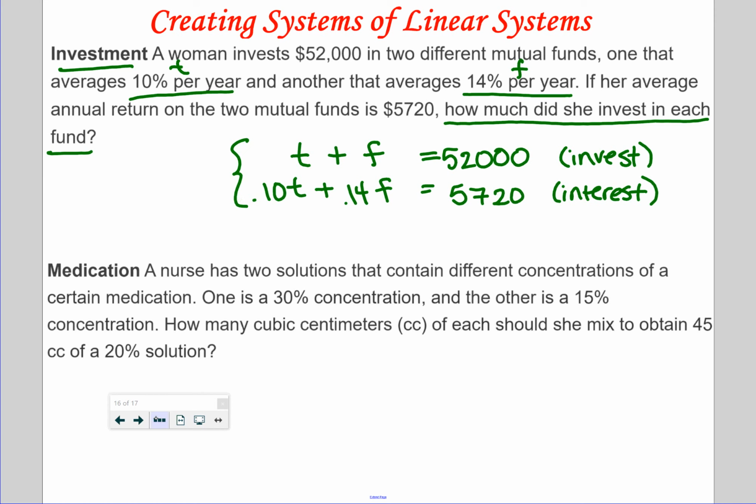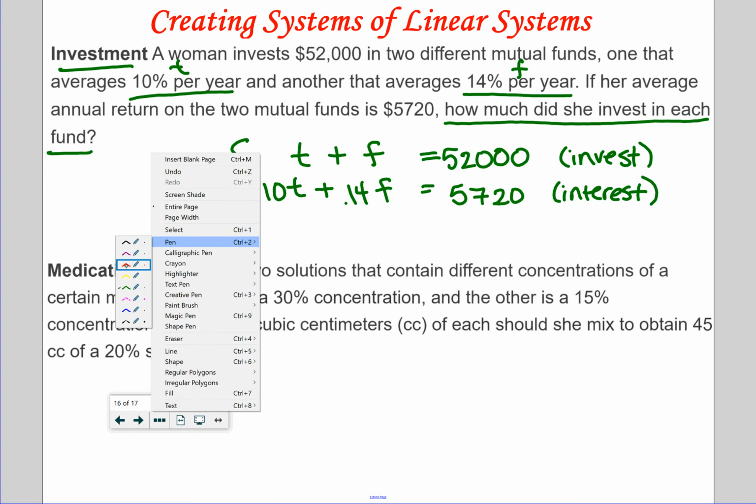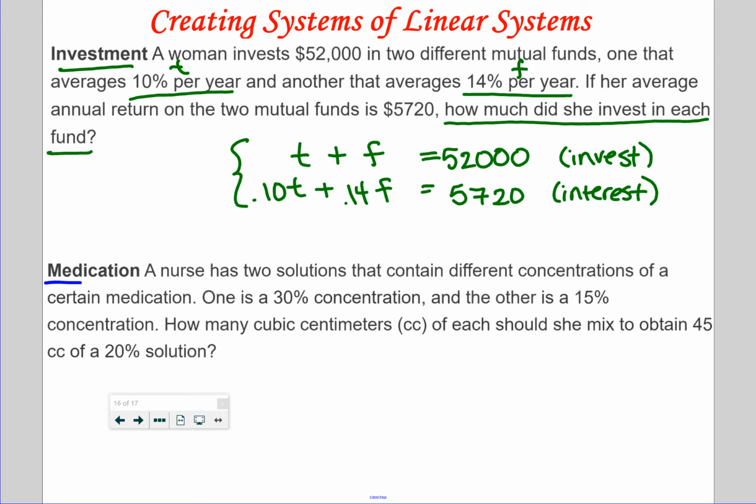All right, the last problem we're going to look at is about medication. A nurse has two solutions that contain different concentrations of a certain medication. One of them is a 30% concentration and the other is a 15% concentration. How many cubic centimeters, cc's, of each should she mix to obtain 45 cc's of a 20% solution? So again, we are mixing two things together. How much of each is what we're trying to find.